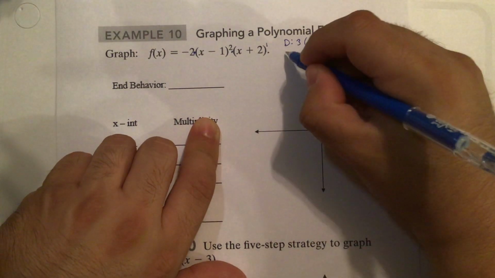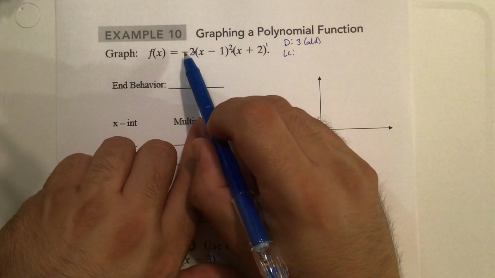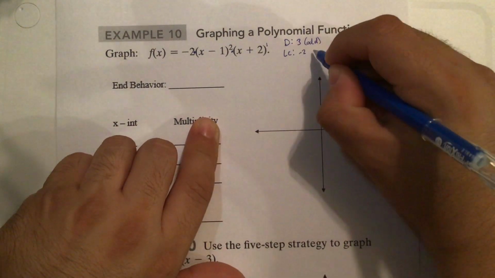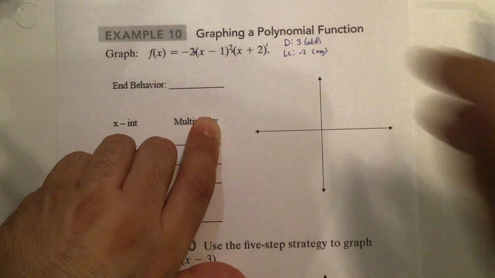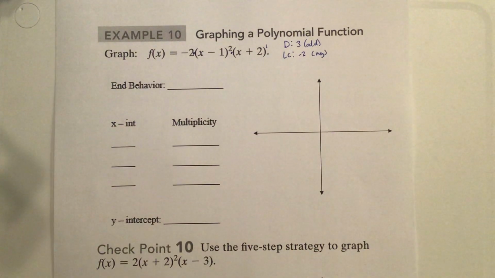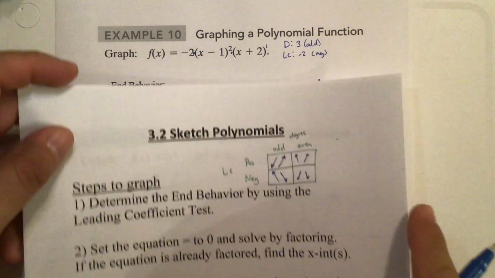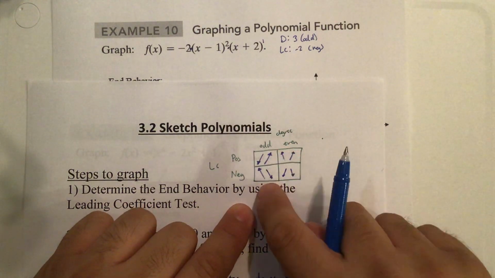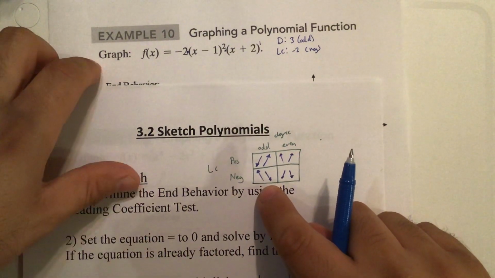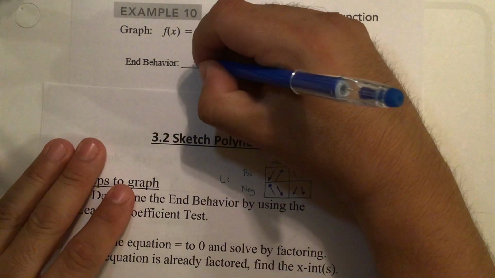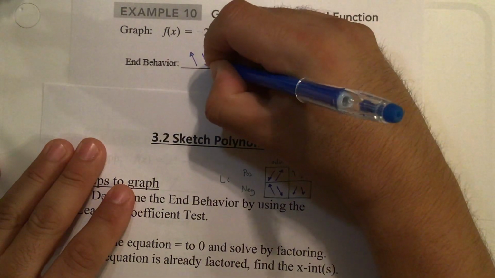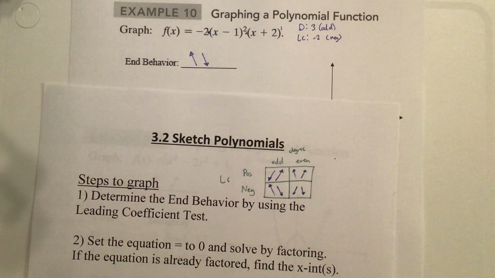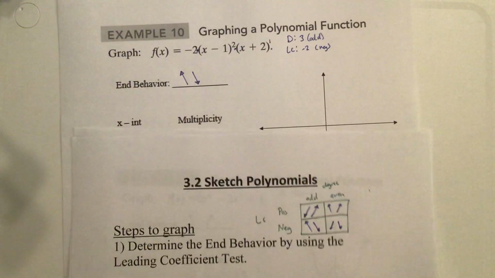Now, for our leading coefficient, we just look at the very front and we see that it's -2, which means it is negative. So when we refer back to our chart, if the degree is odd and the leading coefficient is negative, to the left it rises and to the right it falls. So that's like the negative slope of a linear line, if you think about it like that.